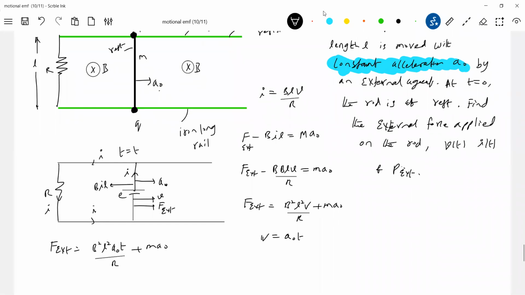Look at the type of force you should apply. You should apply a time-varying force. What is the minimum force you should apply? m a naught. The force will be a function of time. What is the minimum force you should apply? That should be equal to m a naught. You should apply a time-varying force.